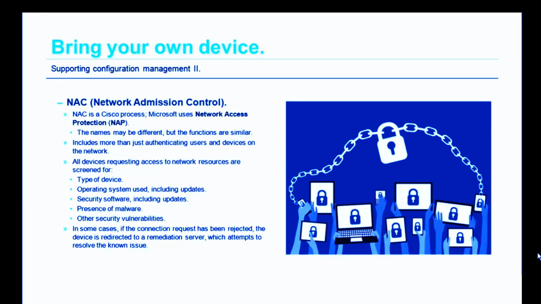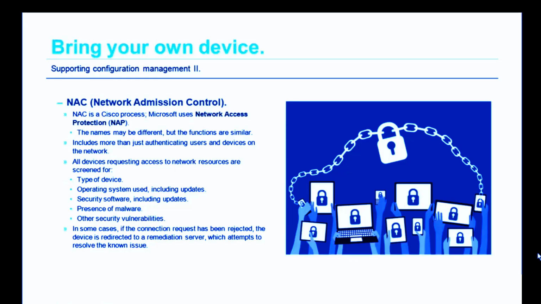NAC includes more than just authenticating users and devices on the network. All of the devices that are requesting access to network resources are screened for the type of device that it is, the operating system that's used, including any updates that are present. NAC will also check for security software, making sure that it's up to date. NAC can also check for the presence of malware or other security vulnerabilities.